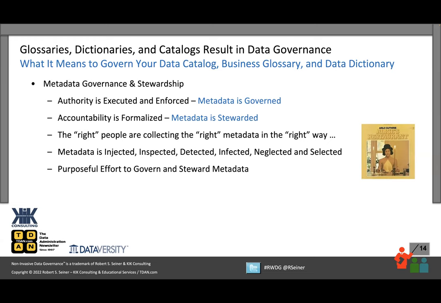Ungoverned metadata is not going to add the value because you're going to have different definitions, different ways. It's not going to be stored in a central location. Accountability is formalized. I always talk about the Data Governance Bill of Rights, and the word rights is within quotes. Data governance is all about getting the right people to collect the right metadata in the right way during the right process. I talk about data governance as being the right people using the right data in the right way. You can apply that to metadata as well.